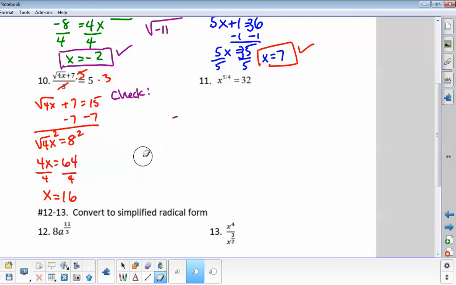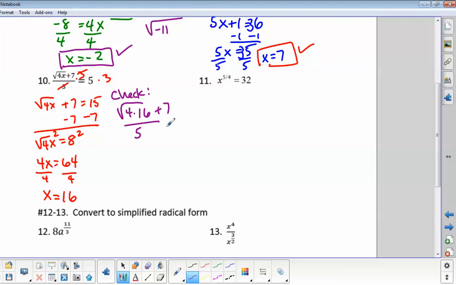I'll just start that over. So it's supposed to be square root of 4, and for my x I should put in 16. Plus 7 over 3 equals 5. Alright, so this is the square root of 64, which is 8. So I have 8 plus 7 over 3 equals 5. And 15 over 3 equals 5 is true. So this checks out.